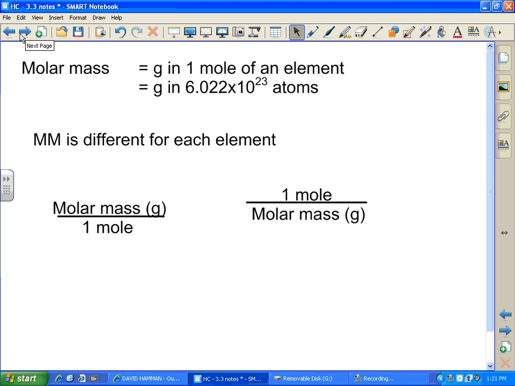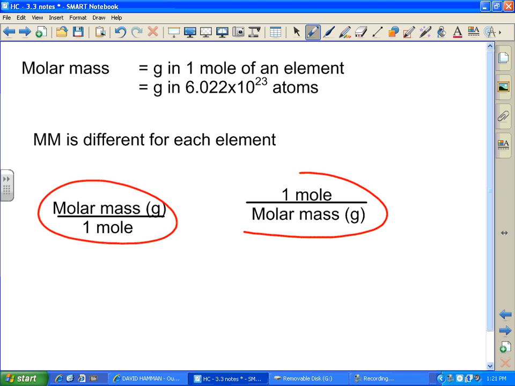Sorry, one more thing here, and then we'll get to that. So molar mass. Again, we see what its definition is. How many grams are in 1 mole? How many grams are Avogadro's number? It's different for each element because protons, neutrons, and electrons aren't equal. And we're left with conversion factors. So all we need to know is how to correctly apply these conversion factors in our calculations.